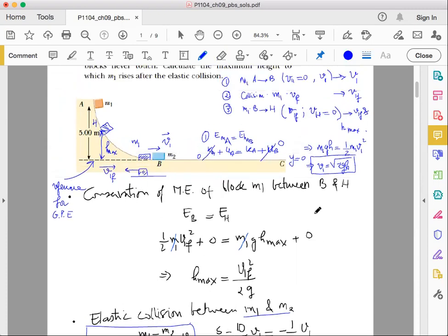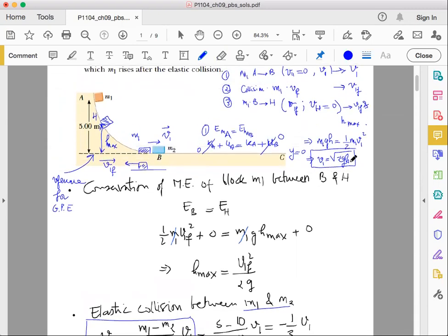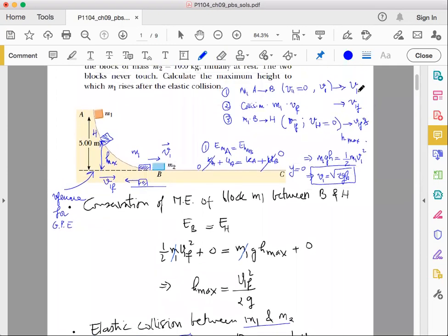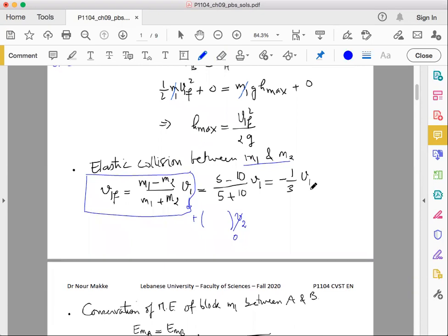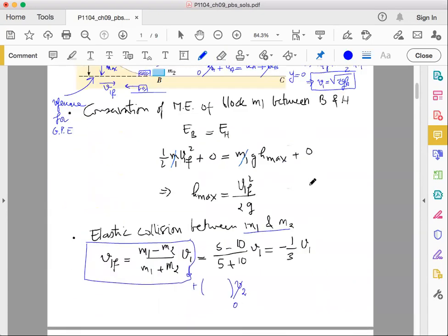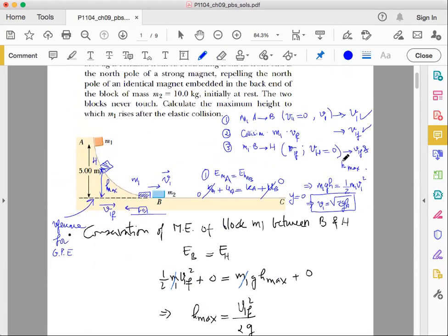And V1 we have already calculated is equal to the square root of 2GH. So that is done, and this is done. We have V1, so we have V1 final. And V1 final, of course, depends on V1, which we already have. The last step is then to calculate what H max is.